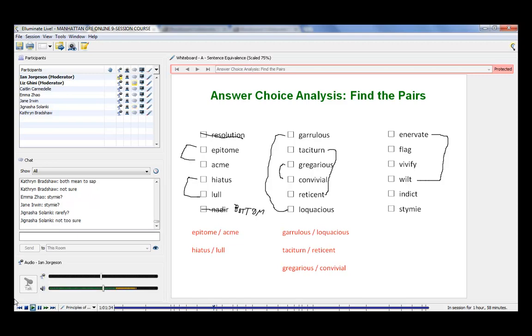No. VIV usually means have to do with life, right? So convivial means full of life. Vivify actually means to bring something to life, or more commonly, to give something strength, to give something power or life, right? So it's actually the opposite of enervate and wilt. How about indict? What does indict mean?